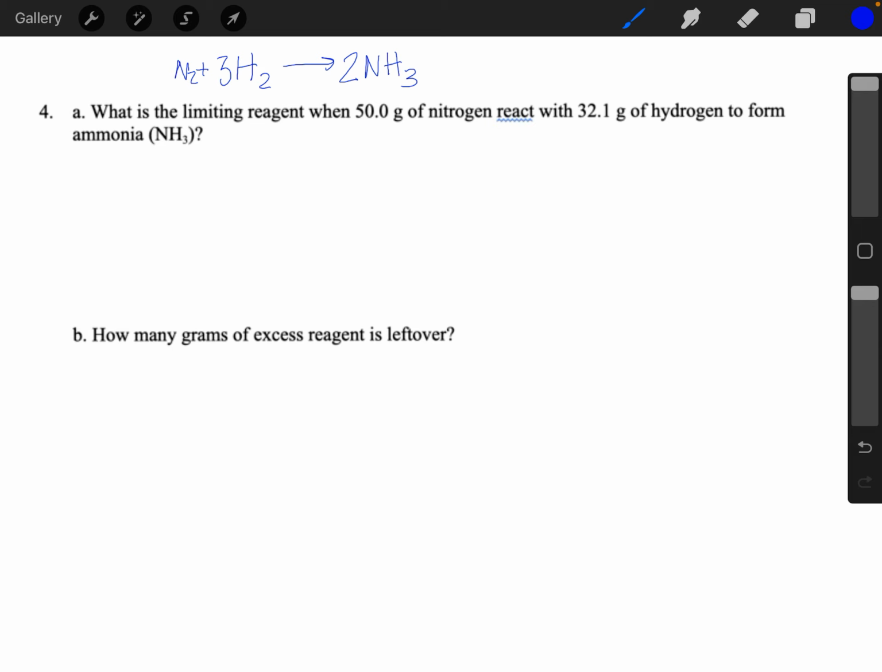The first question is asking, what is the limiting reagent when 50 grams of nitrogen reacts with 32.1 grams of hydrogen? When I have two givens, I'm going to go ahead.